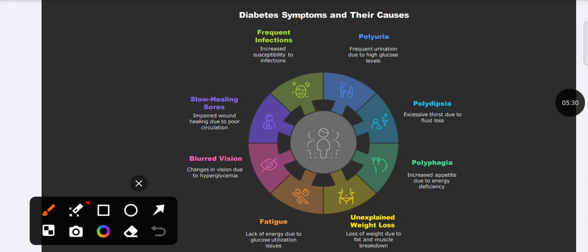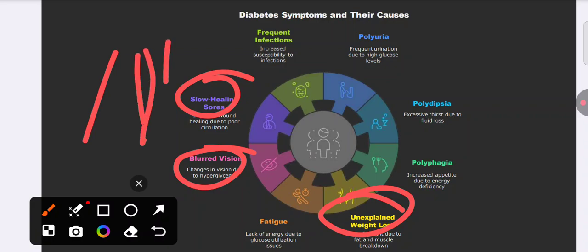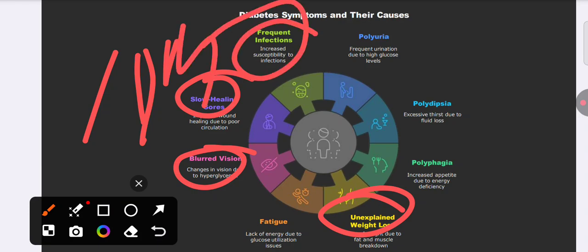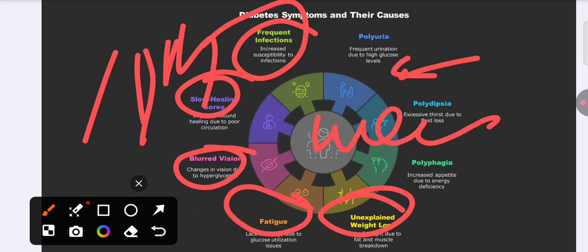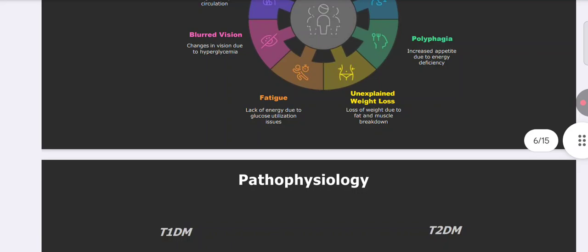Diabetes mellitus. Others are weight loss, blurred vision, slow healing. If a cut is there, it will take a much longer time than in a normal individual to heal in a patient who is having diabetes mellitus. Frequent infections, the patient will be more prone to infections. Okay, and fatigue, he will be feeling weakness. Okay, so these will be the symptoms of what? Diabetes mellitus.